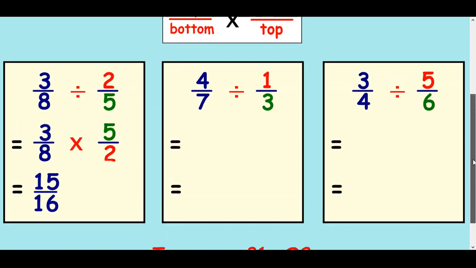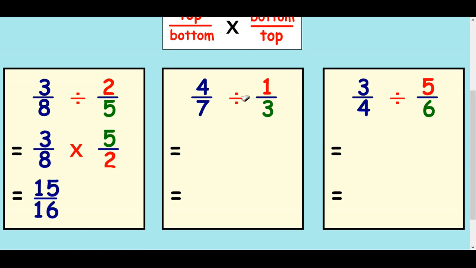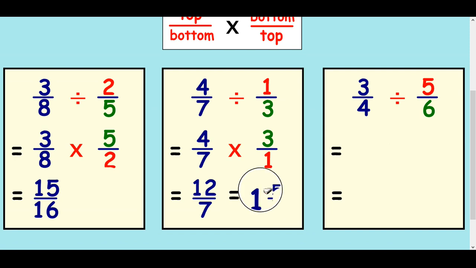Right, let's look at the next one. 4 over 7 divided by 1 over 3. Let's turn it into a multiply to make it easier. 4 over 7 times 3 over 1. Top times top, bottom times bottom. That leaves you 12 over 7. Now, I wouldn't leave it like that. That's called a top-heavy fraction or improper fraction. I would change it into a mixed number. How many 7s are in 12? Well, 1 with 5 sevenths left over. And you can finish it like that.